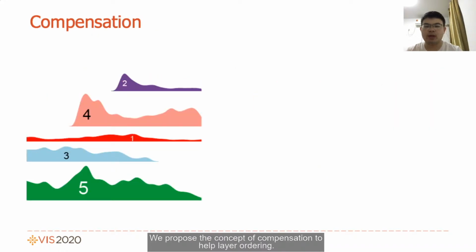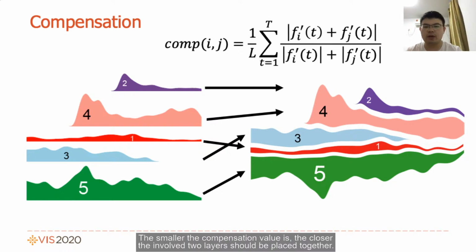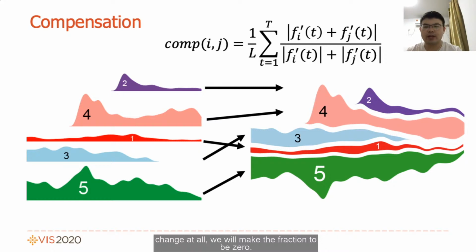We propose the concept of compensation to help ordering layers. Compensation indicates the degree of how two layers mutually compensate their thickness change. The smaller the compensation value is, the closer the two involved layers should be placed together. Note when the denominator is 0, which means that the thickness of both layers don't change at all, we will make the fraction to be 0.